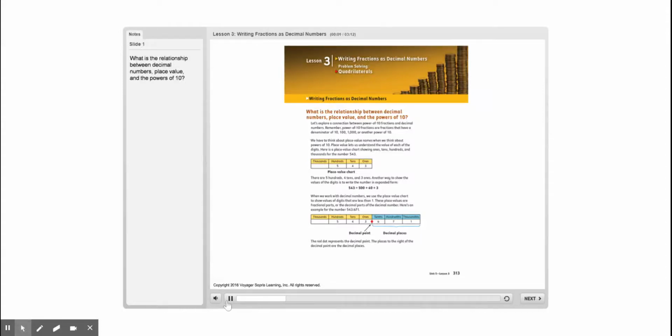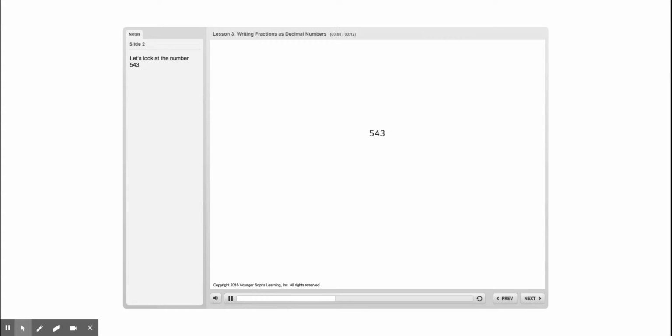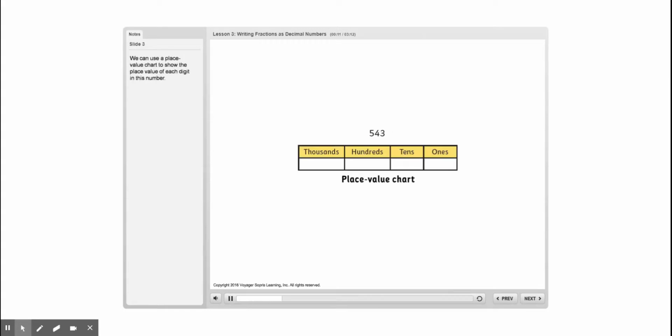What is the relationship between decimal numbers, place value, and the powers of 10? Let's look at the number 543. We can use a place value chart to show the place value of each digit in this number. There are 5 hundreds, 4 tens, and 3 ones.